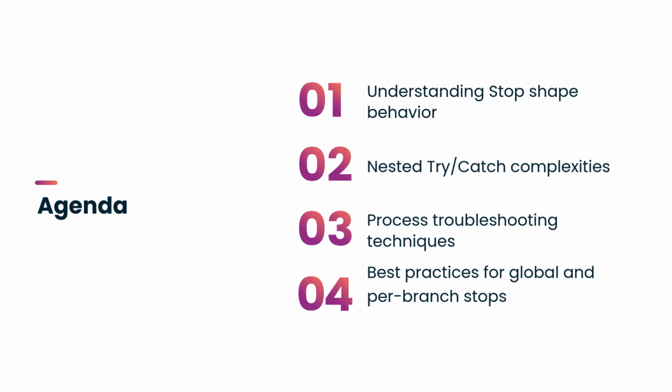Understanding how stop shapes behave in branching paths, exploring the challenges of nested try-catch shapes, troubleshooting techniques for unexpected process behavior, and best practices for designing robust and predictable processes.